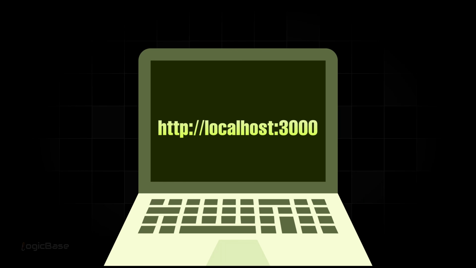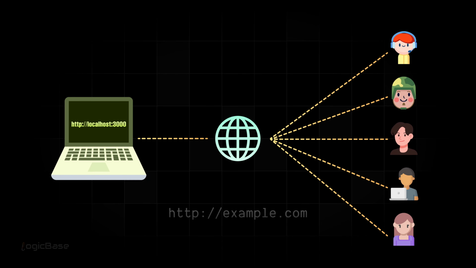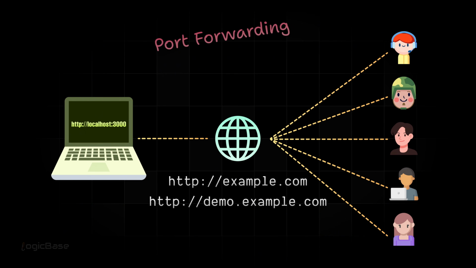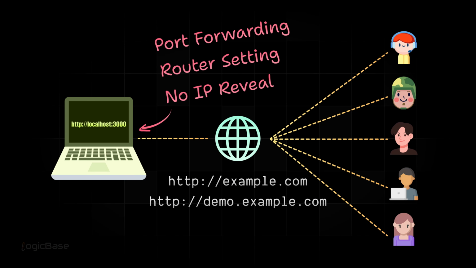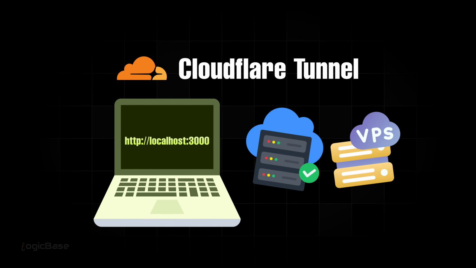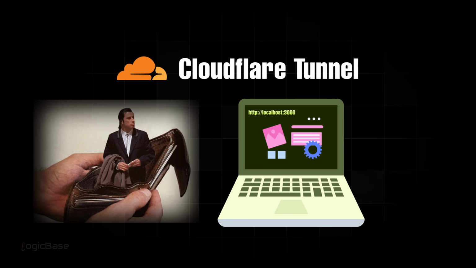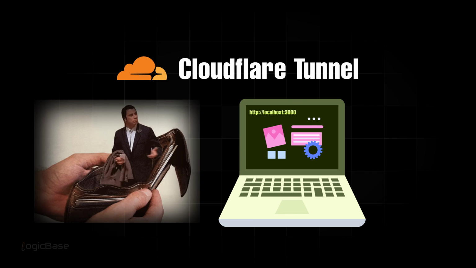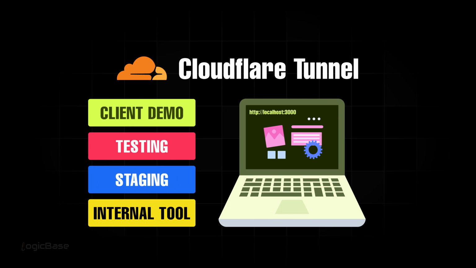So, if your app is currently running only on localhost 3000 on your own machine, we will expose it so anyone can access it through a public domain or subdomain without port forwarding, without touching router settings, and without revealing your public IP. With this method, you can even use your local computer like a small hosting server or VPS. Without renting a server, you can securely make the app running on your machine public for client demos, testing, staging, or internal tools, all through Cloudflare Tunnel.